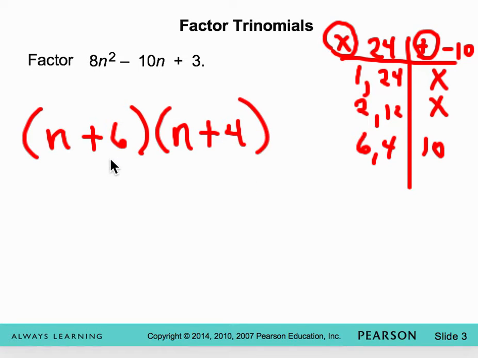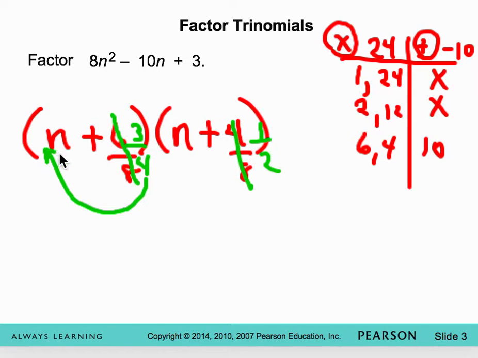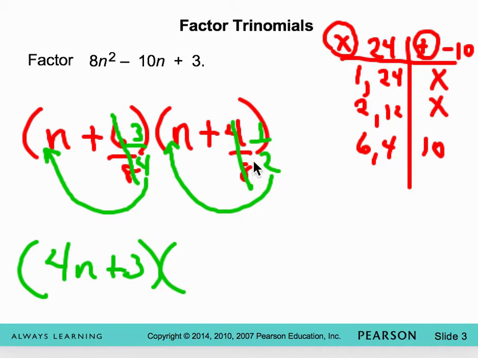I've got to divide both of those by 8 because my leading coefficient is 8. So this will simplify to 3 over 4, and this will simplify to 1 over 2. So the denominator moves to the front to give me a final answer of 4n plus 3 and 2n plus 1. Final answer.